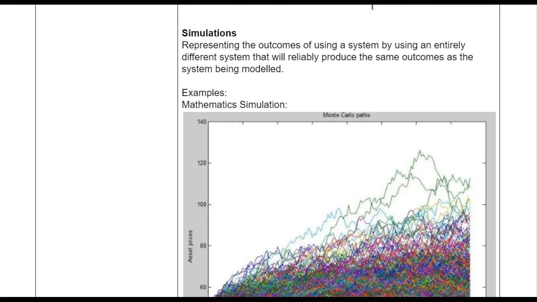Another thing that's commonly used is simulations. Simulations are where we use something that's a completely different system from the one we're studying, but that will reliably produce the same outcomes as the one that's being modeled.